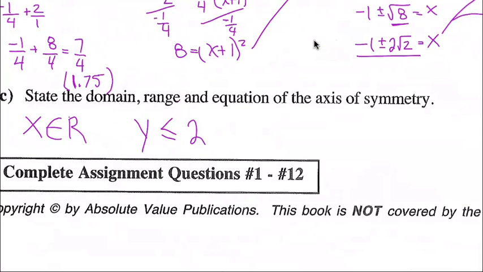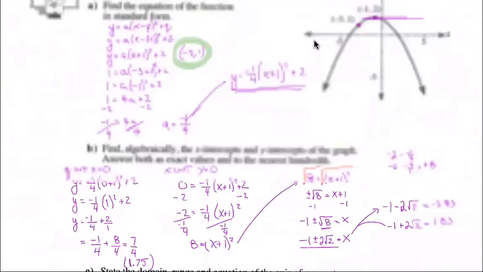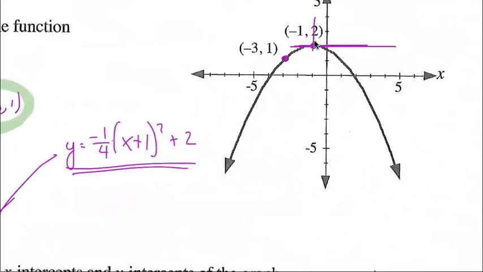The equation of the axis of symmetry, because it is an equation, always has to start with x equals, and it's the x value of the vertex, negative 1. Because this line tells us our range. This line tells us our equation of the axis of symmetry. That's x equals.